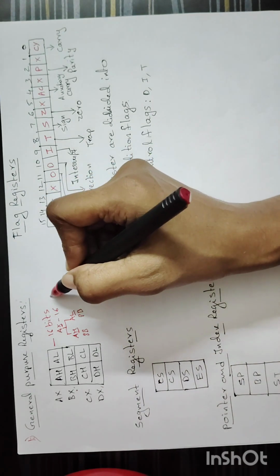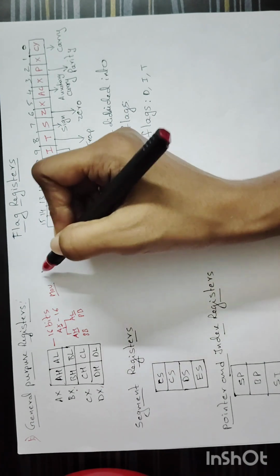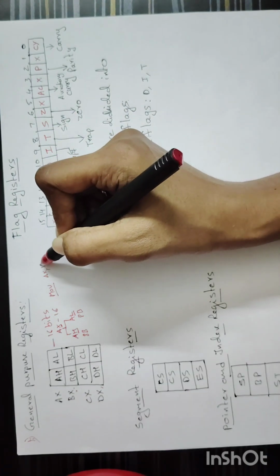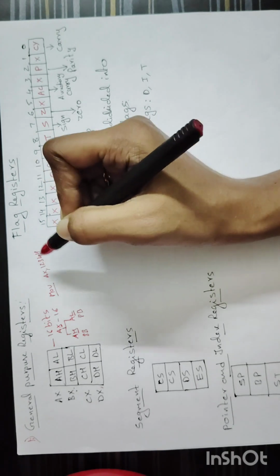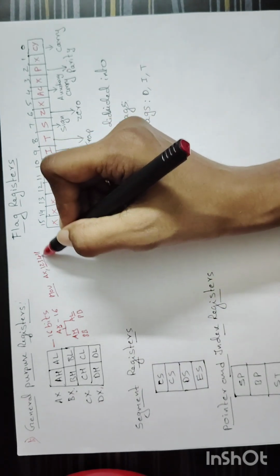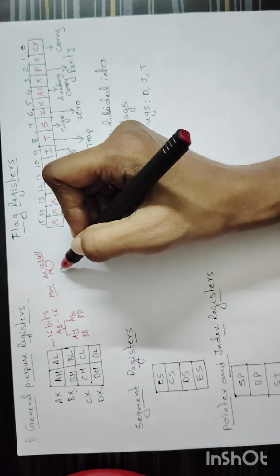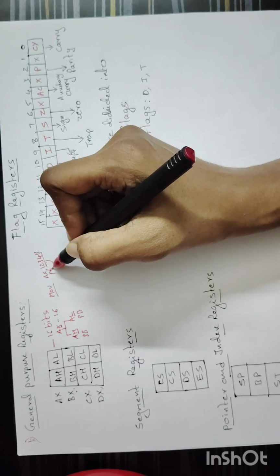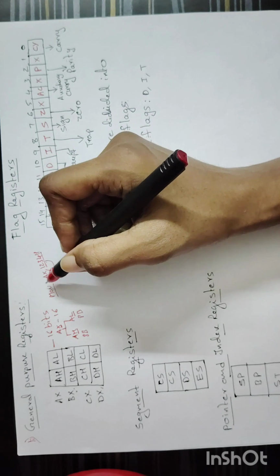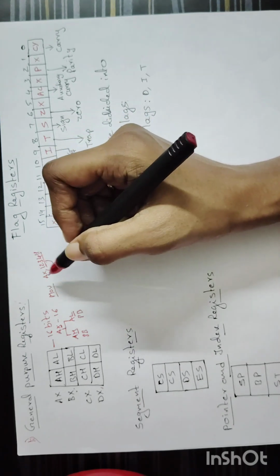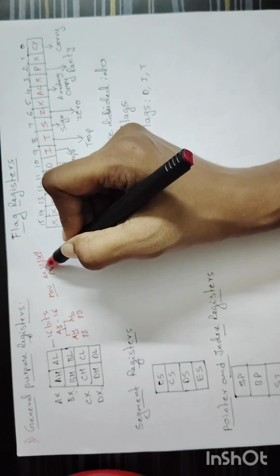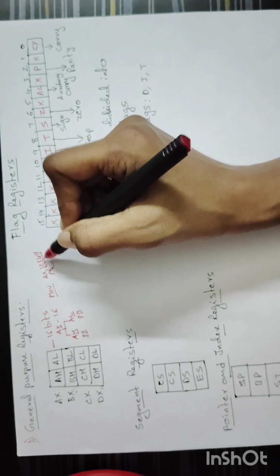For example, I am taking MOV as an instruction: MOV AX, 1234H. So 1234H is data which is stored in a 16-bit register. A register is nothing but what? It stores some data, some bits. So here 1234 is 16-bit data.